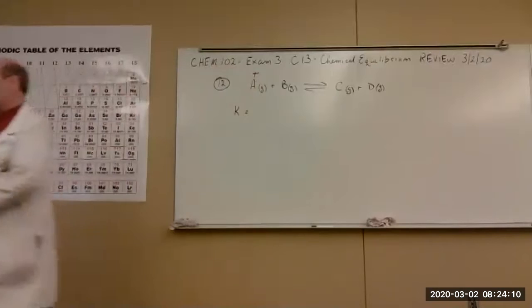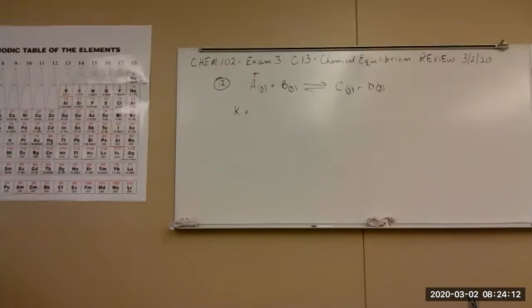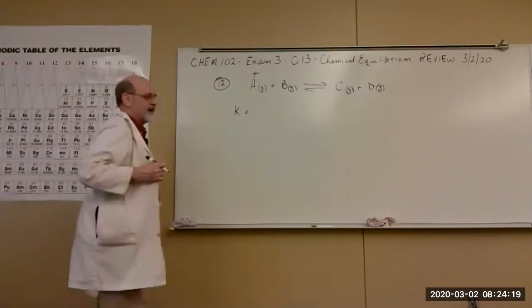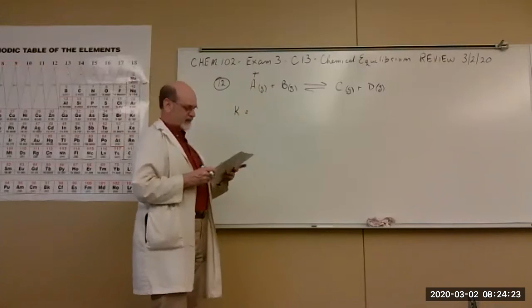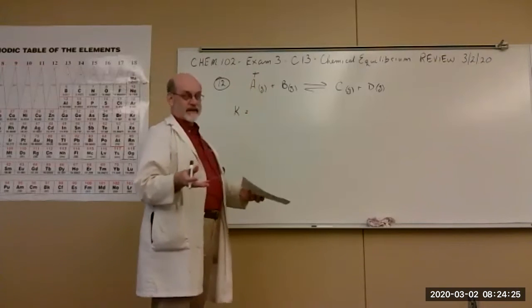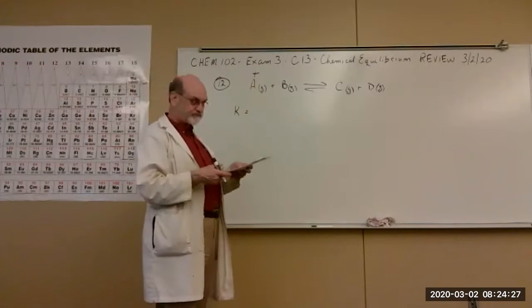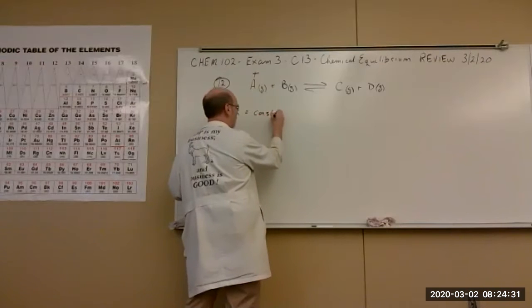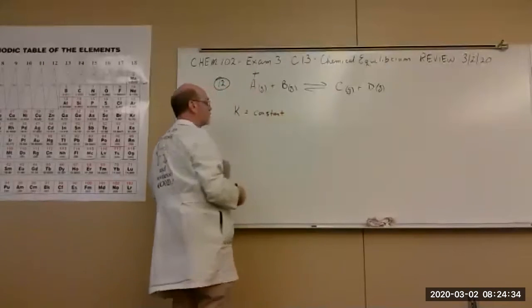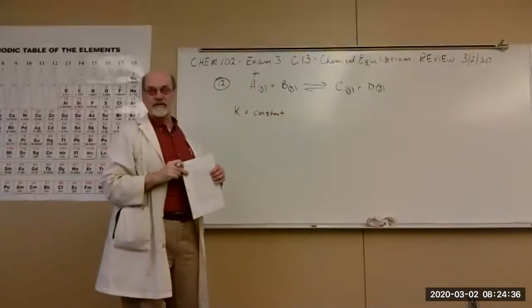What is K? Isn't K temperature? Or constant? Not in this case. We have to identify it as a temperature in order for K to be a temperature. In this chapter, K is equilibrium constant. Doesn't matter what you do, K is still constant.